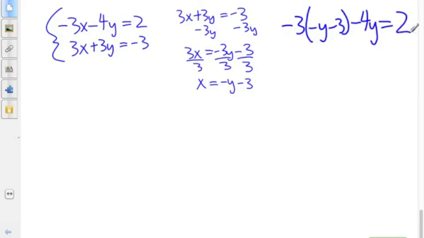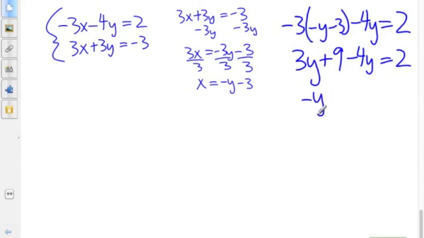So we'll distribute the negative 3. Negative 3 times negative y gives me positive 3y. It's a negative times a negative, and negative 3 times negative 3 gives me positive 9 minus 4y equals 2. 3y minus 4y gives me negative y. So then negative 1y, really, plus 9 equals 2. If I subtract 9 from both sides, then negative y equals negative 7.